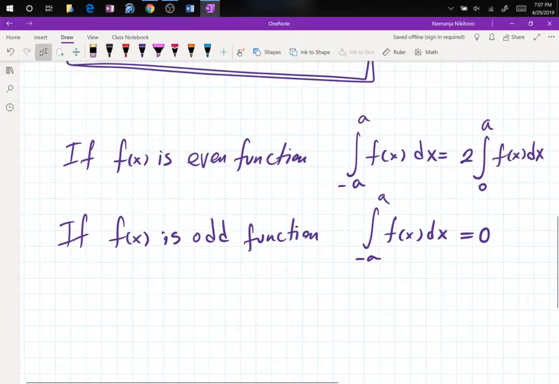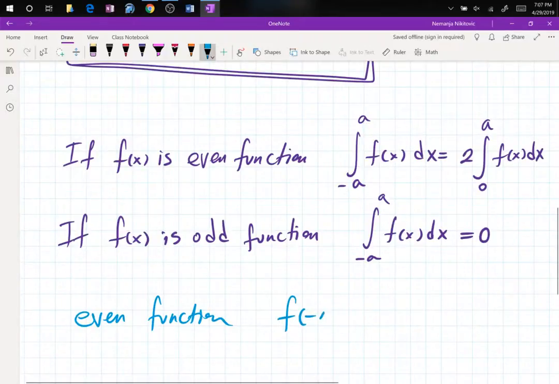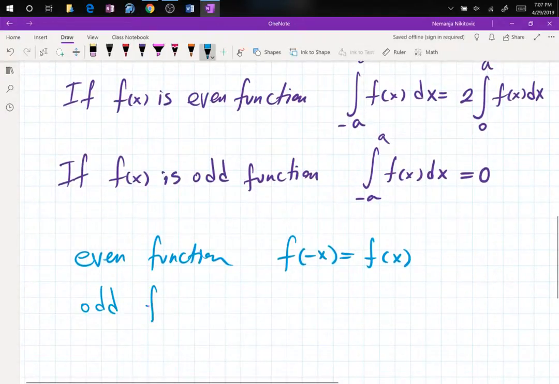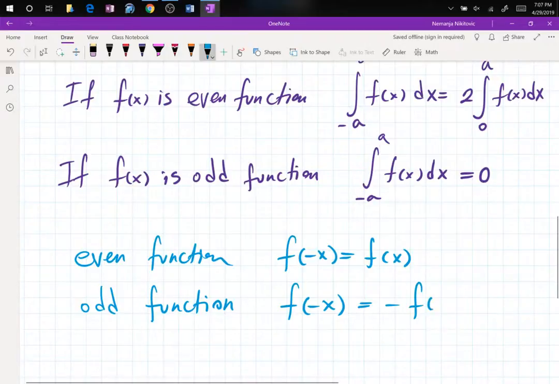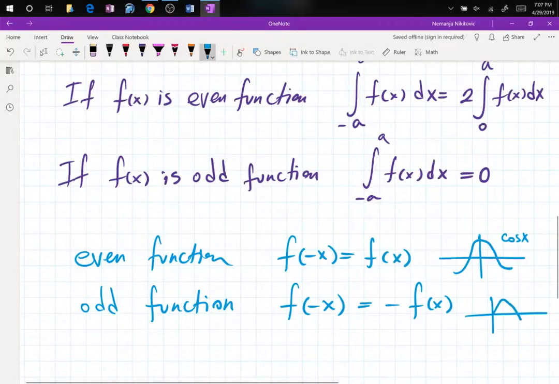Now, if you don't remember even and odd functions, an even function has the property that f of negative x is the same as f of x. And the odd function, this is all your pre-calc 1, has the property that negative f of negative x is equal to negative f of x. Good examples for the even function would be cosine x, and for the odd function would be sine x.